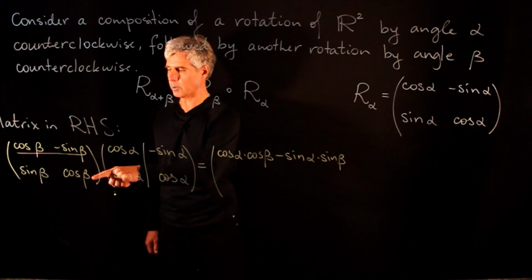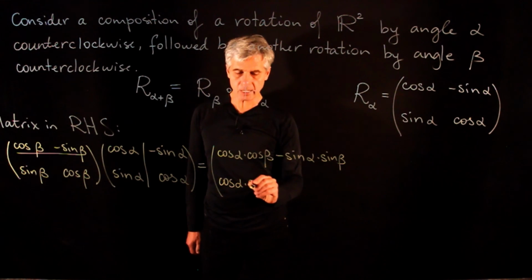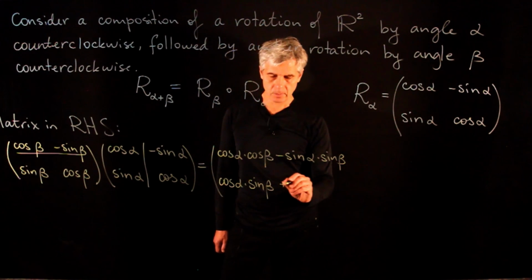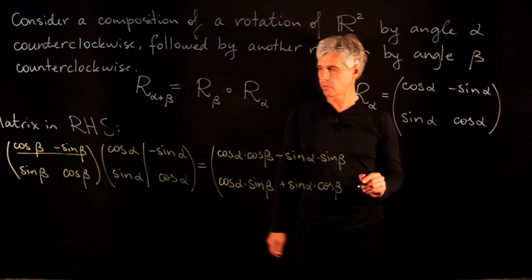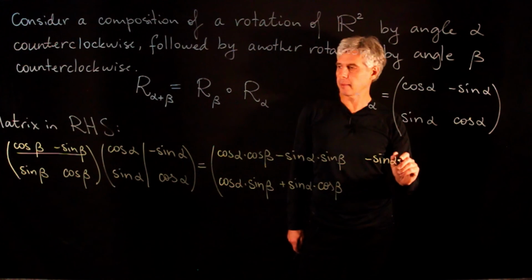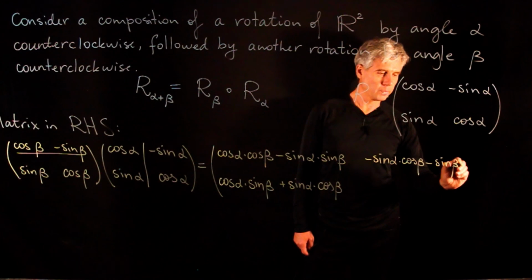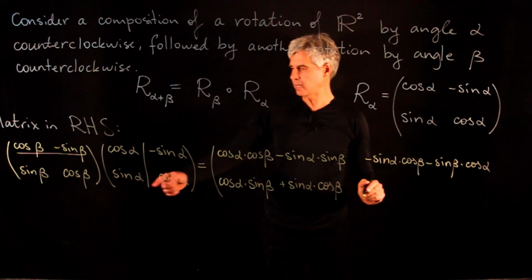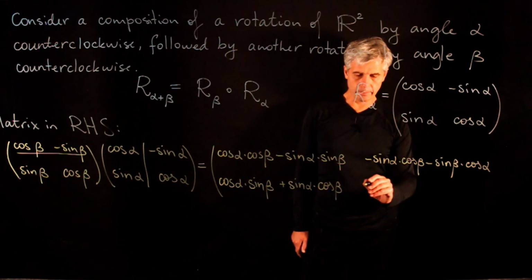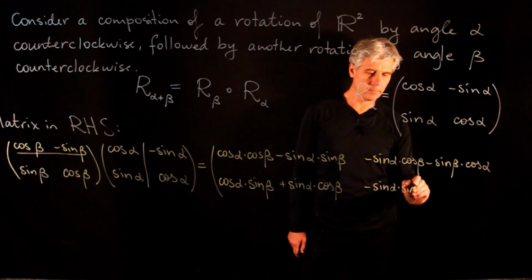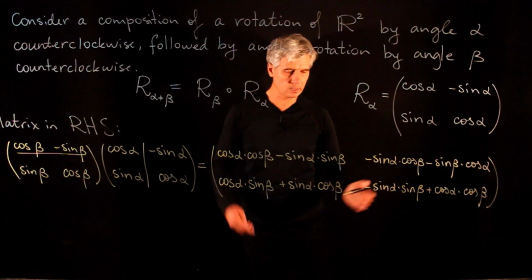For the second entry, we take the dot product of the second row with the first column. So we get cos alpha times sine beta plus sine alpha times cos beta. Now the second column. We get minus sine alpha times cos beta minus sine beta times cos alpha. And for the last entry, we take the dot product of the second row with the second column. So we get minus sine alpha times sine beta plus cos alpha times cos beta. So here we get this complicated 2 by 2 matrix.